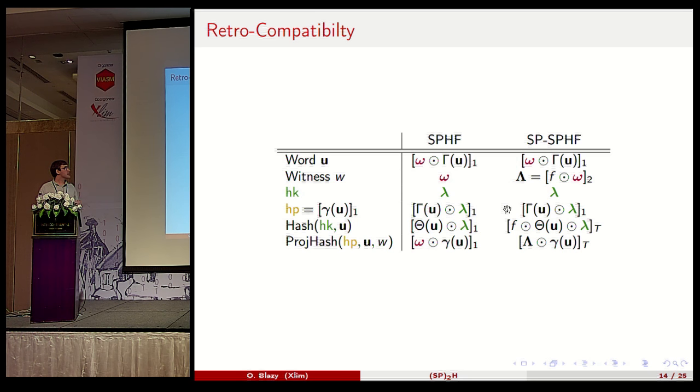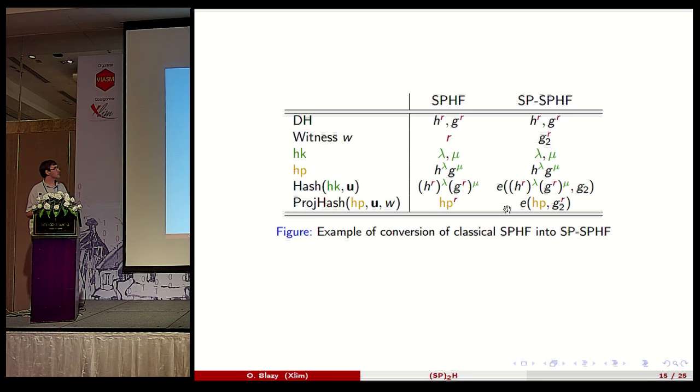So the hash is a public word raised to the hashing key, while on structure-preserving SPHF, you do a pairing computation, and the projected hash is the same thing, but using the witness and HP. So what you can see is that here, on the hash line, you use a hashing key as a scalar. But in fact, you can define HK to be F composed with lambda. And that would also work. And here, you would have HK to be a group element.